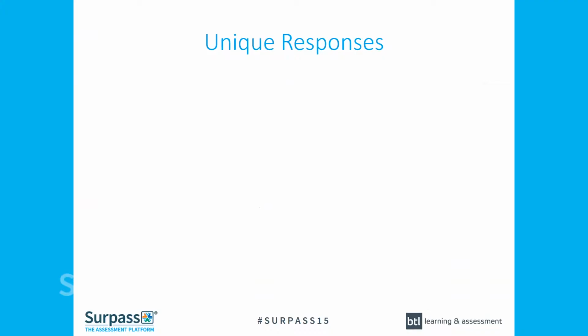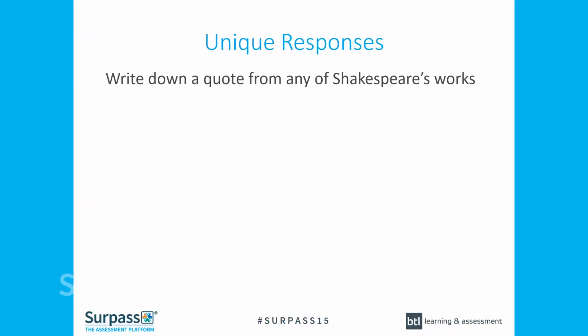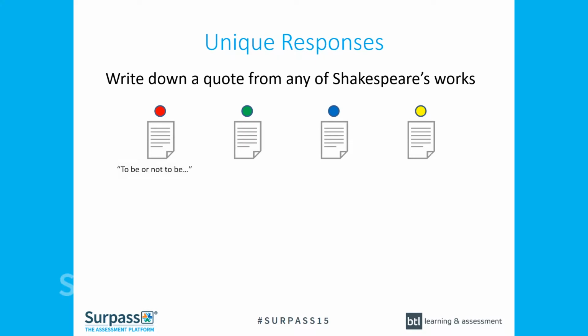Okay, so let's just take a question. So you're asking the candidates, write down a quote from any of Shakespeare's works. Maybe not the best question, but it's the example I've chosen. We've got 4 candidates. So Mr. Red, Mr. Green, Mr. Blue, Mr. Yellow. So each of those candidates provides their response for that particular question. Let's have a look at those.